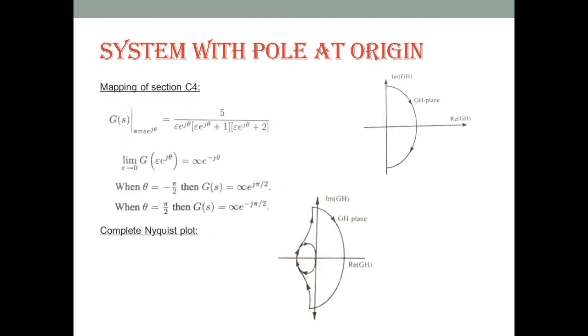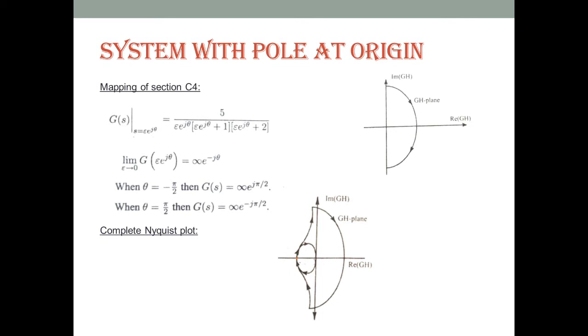So the mapping of the C4 section from the S plane into the GS plane can be obtained by substituting s equal to epsilon e to the power j theta, where epsilon tends to 0. If we put that, then it becomes infinity e to the power minus j theta. Now for the C4 section theta is varying from minus pi by 2 to plus pi by 2, because the direction of C2 and the direction of C4 is opposite.